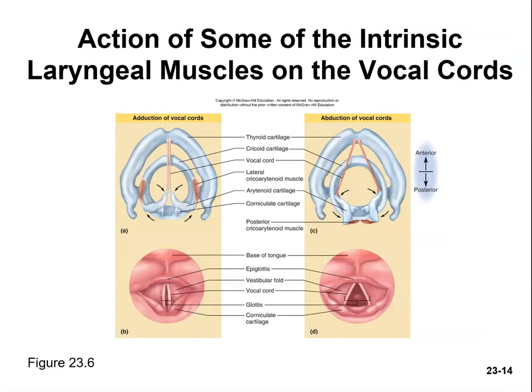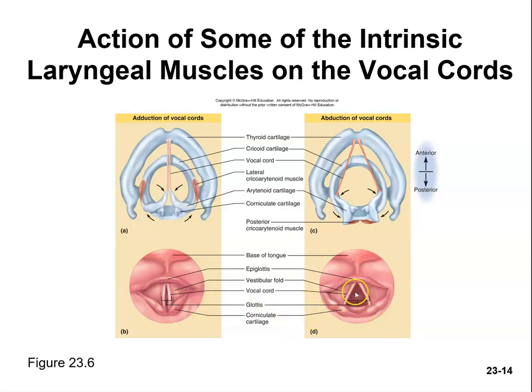So here's the vocal cords. If you look down at it, yes, these are the vocal cords. Here's the base of your tongue. See how your tongue is attached here to the epiglottis. Here's the vocal cord. Here's the glottis. Glottis is an opening. And then here's cartilage here.